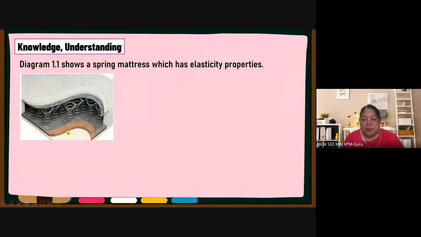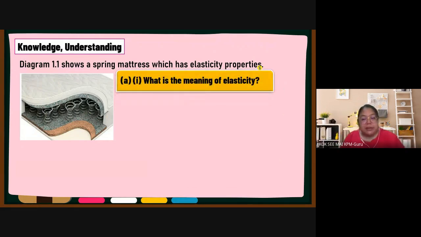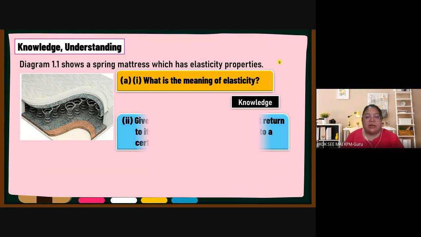Now we look at example questions 1 to 4. Question 1, diagram 1.1, shows a spring mattress which has elasticity properties, with springs that stretch and shorten. The question is: what is meant by elasticity? This is knowledge. They ask for the meaning, the definition. Understanding must follow, and the next question must relate to the first. So this one is A1, the second is A2.